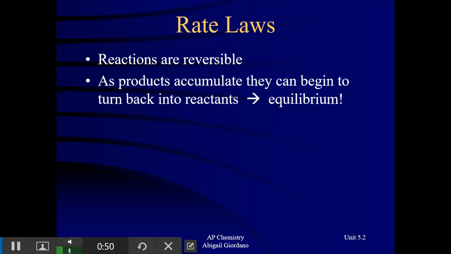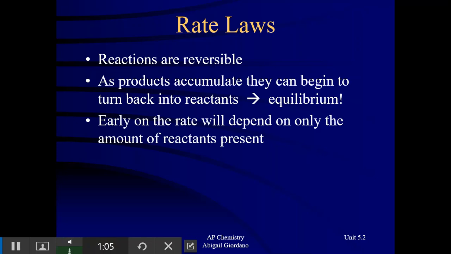And as products accumulate, they're going to turn back into reactants, and eventually when the rate in the forward direction is equal to the rate in the reverse direction, that is equilibrium by definition. What we are going to be concerned with, however, is before equilibrium is established. We are going to be looking at rates, the speeds of reaction, right at the moment they begin.